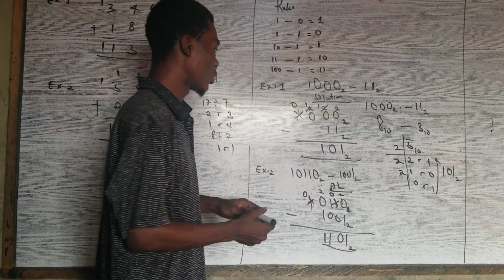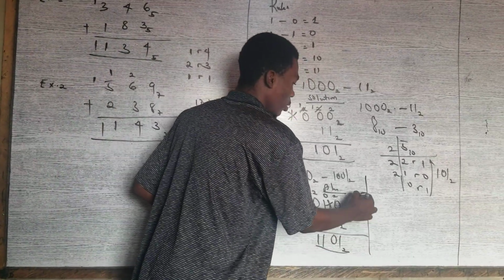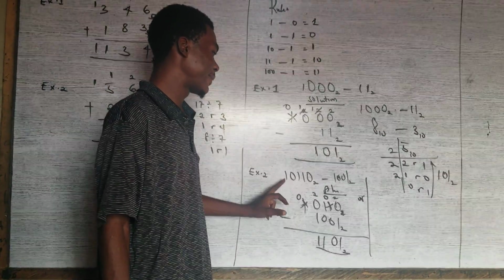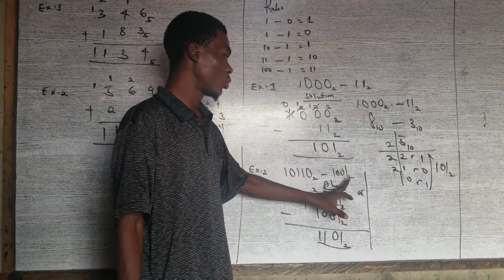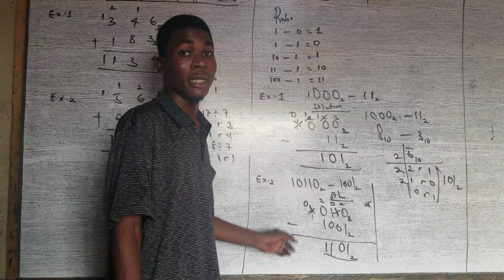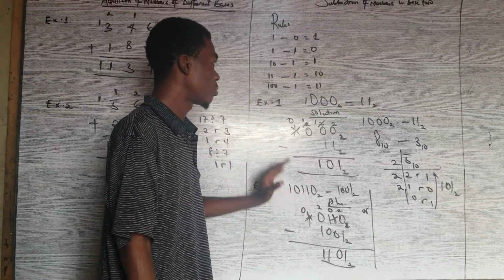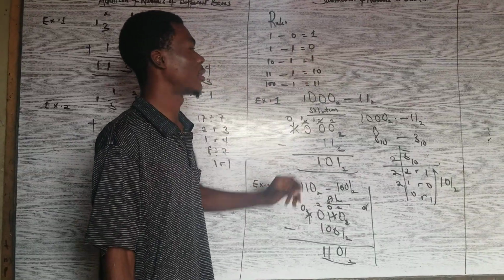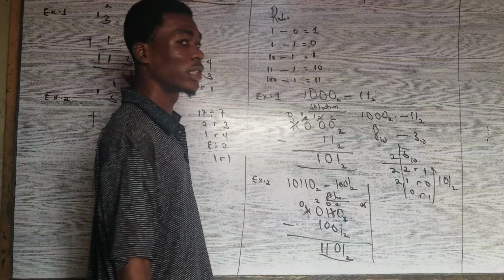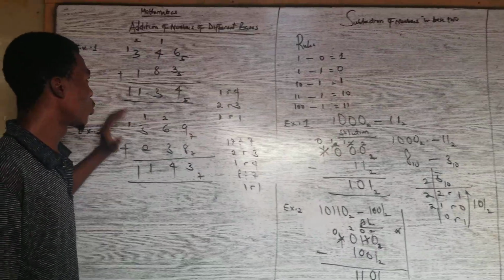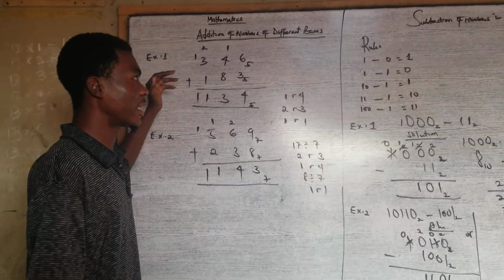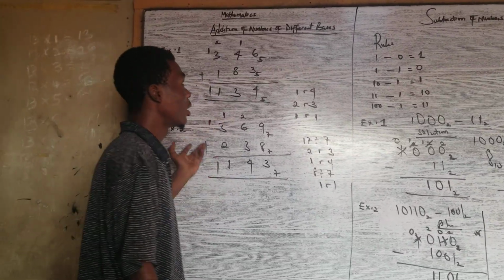So then we can also try the other method. That is, you convert this to base 10, and this one you also convert to base 10, then you subtract them from each other, then you convert it back to base 2. So that is that concerning the subtraction of numbers in base 2. So let us go to subtraction of numbers of different bases, like the one we did earlier for the addition. We'll also be using these examples again.